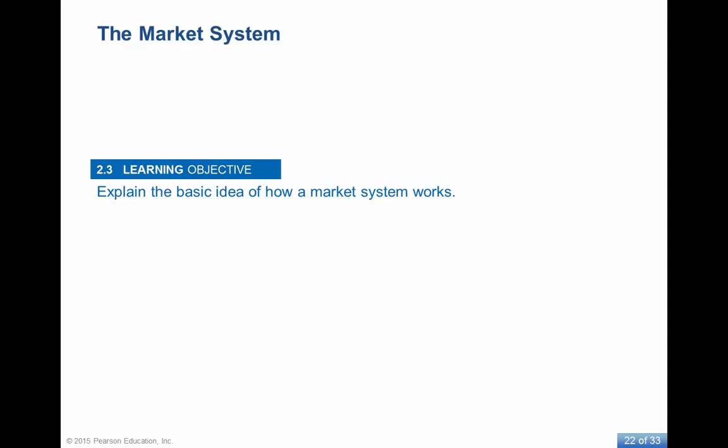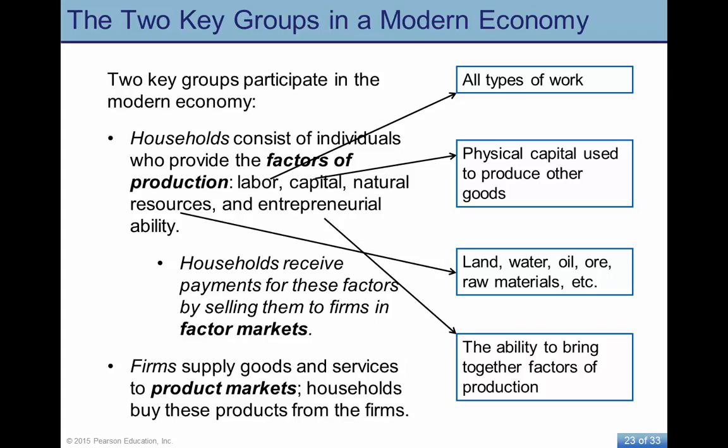The market system. Explain the basic ideas of how a market system works. The two key groups in the modern economy. Two key groups participate in the modern economy. Who are these two key groups? Households and firms. Look at this slide.